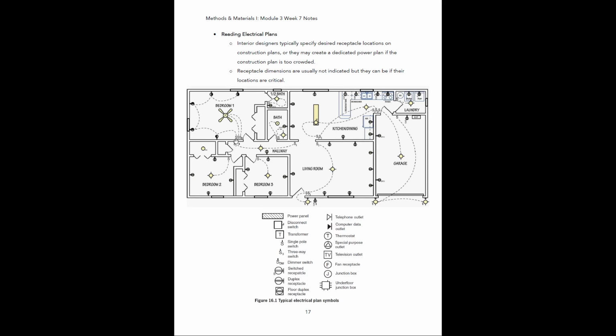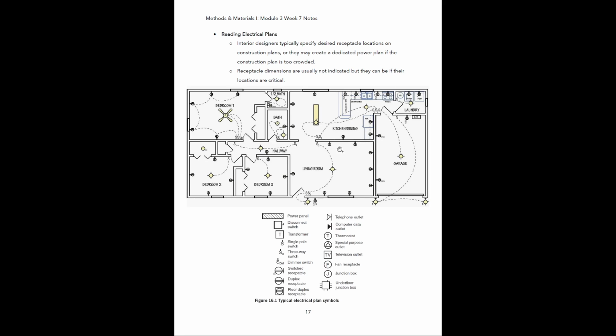So it goes from the switch to this receptacle, then to this receptacle, then to this one, then to this one, then to this one. So these arcing lines indicate that all of these receptacles are part of the same circuit, and they're all tied to this light switch. So if this light switch is turned off, none of these outlets are going to work, and if it's turned on, they're all going to work, okay? But basically, that's all you really need to know for this.